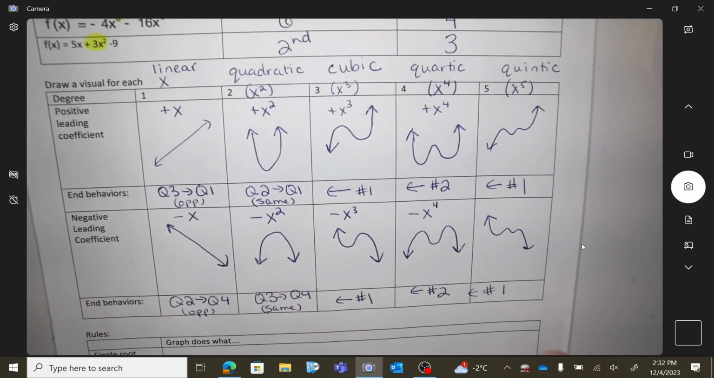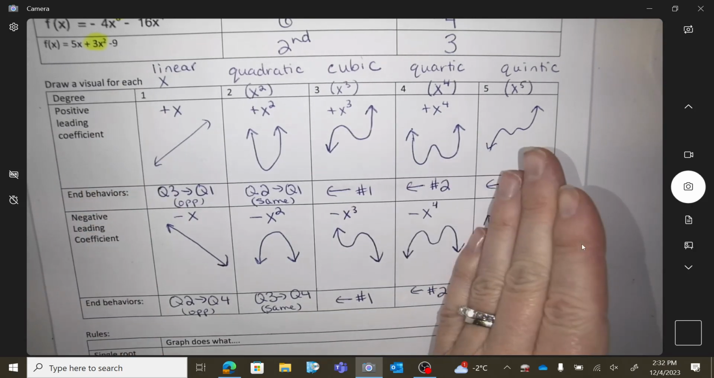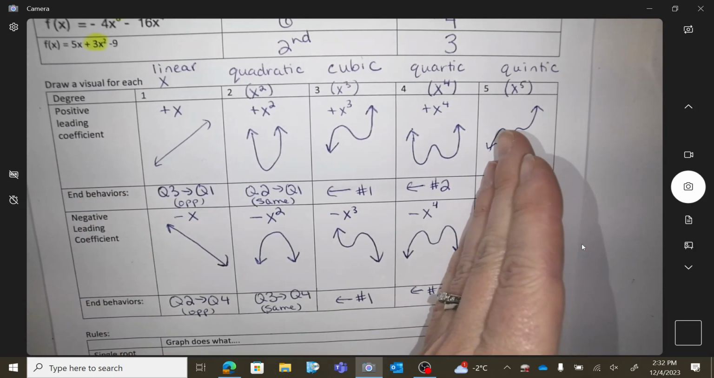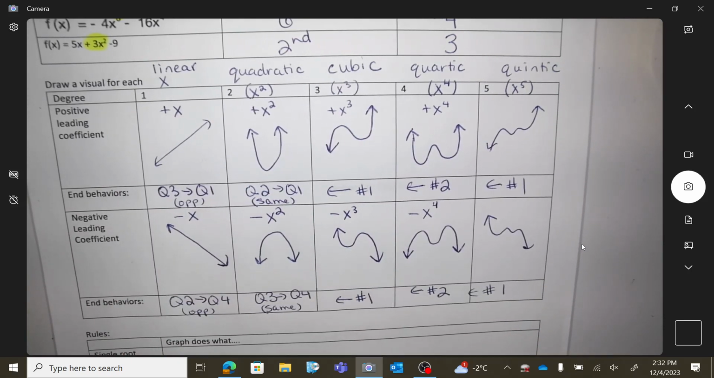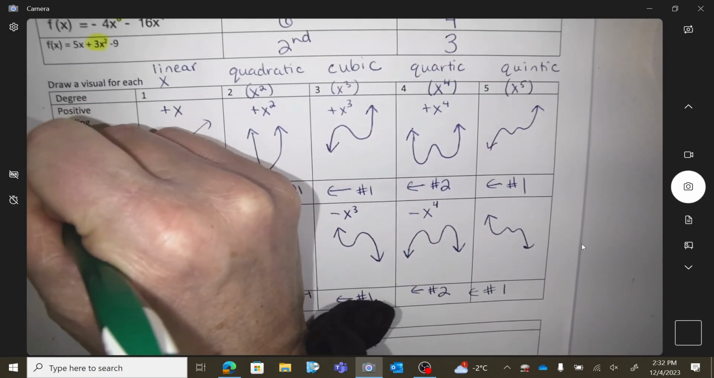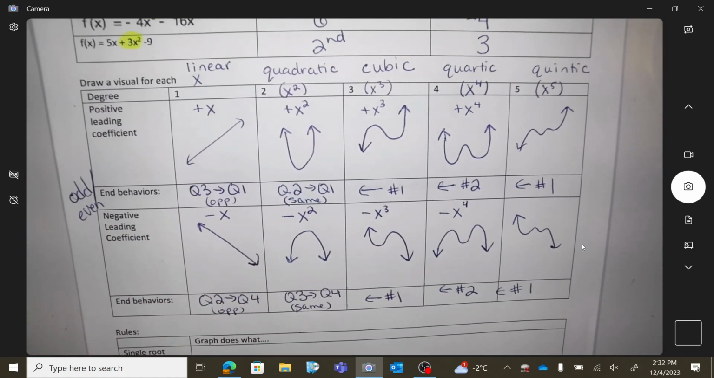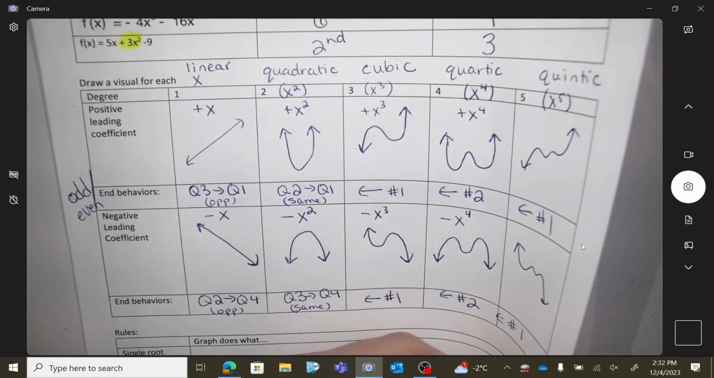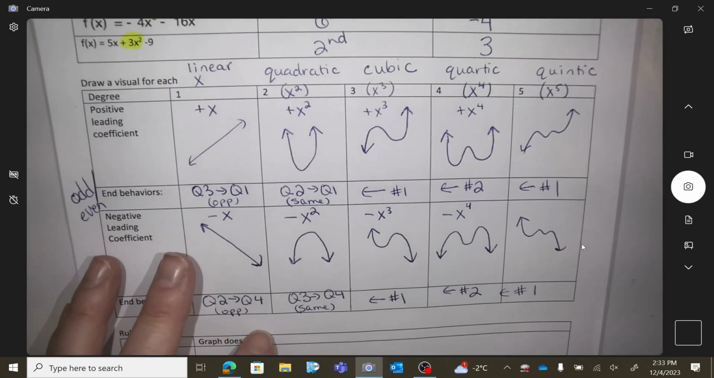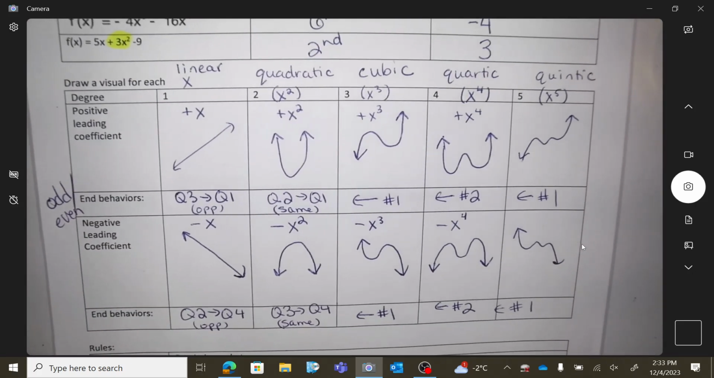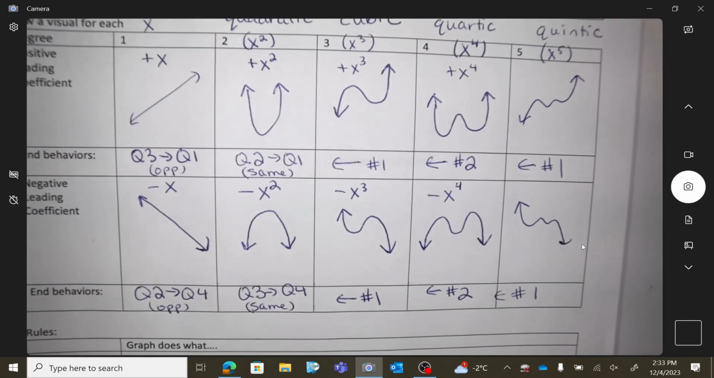So the end behavior all depends on whether it's odd or even. Does that make sense? All the odds will do the same kind of end stuff, and all the evens will do the same end stuff. So end behavior, odd versus even, right? That's where the difference comes. Okay, so those are your foundation to the shapes.